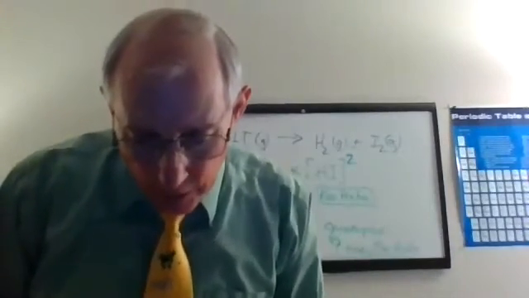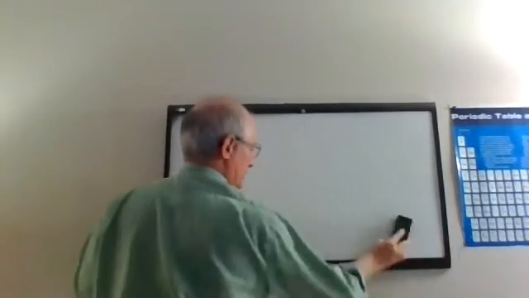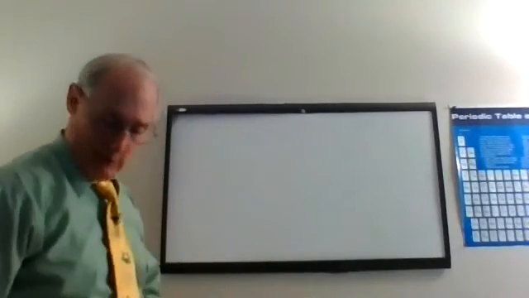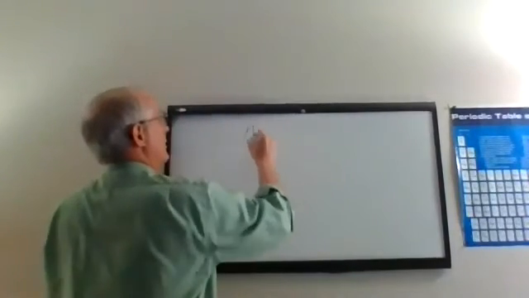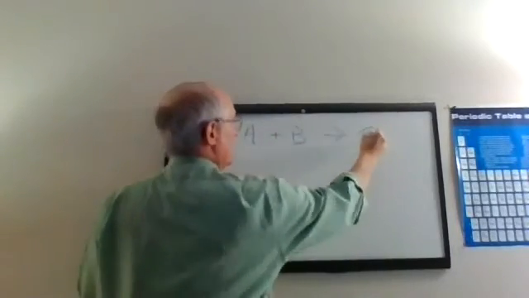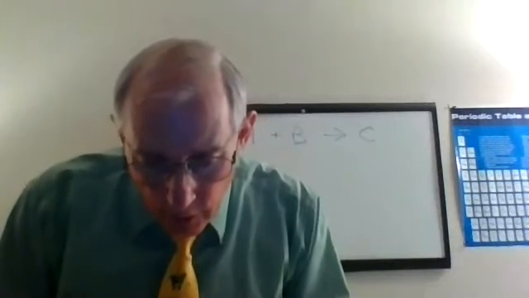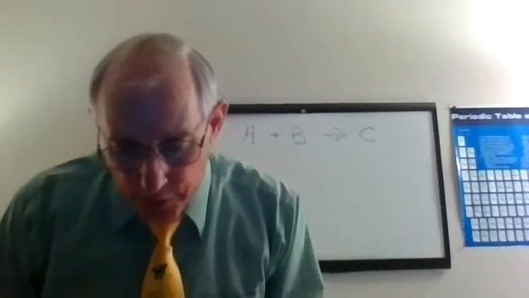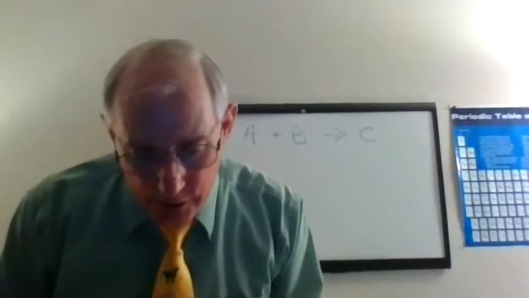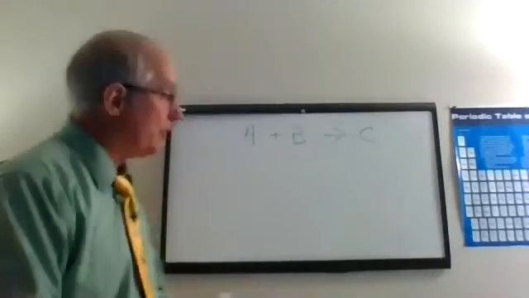Sample problem C, we got A plus B yields C. Those aren't even elements or compounds. That's fictitious. We got reactant A reacting with B and giving you C. So let's see what's happening here. The conditions were identical in 3 experiments, except the concentration of the reactants was varied. So we got reactant A and we got reactant B.